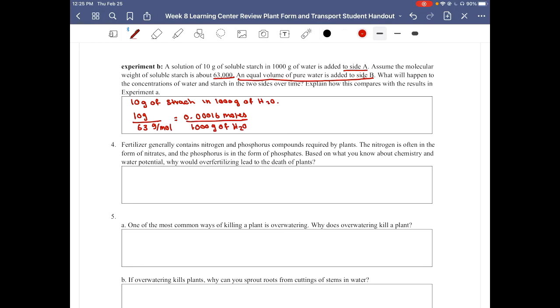And again, from previously, we learned that 0.1 mole gives us a solute potential of negative 0.23. So again, we're going to do the same thing where we multiply that. So it's going to be negative 0.23 times 0.0016, and that's going to give us negative 0.0004.